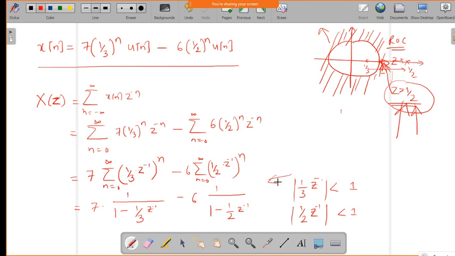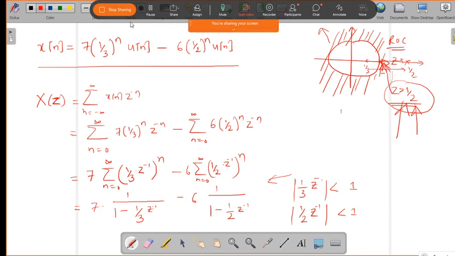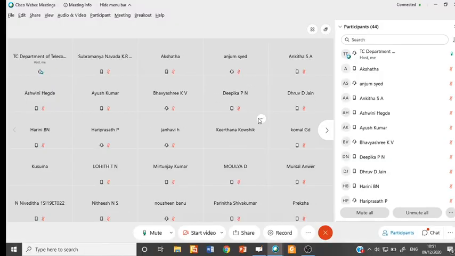Is it understood? Any doubt? It is not z greater than 1 by 3. Z greater than 1 by 2. Okay. Is it fine? Understood? Okay. So we'll stop here and we'll continue in the next.